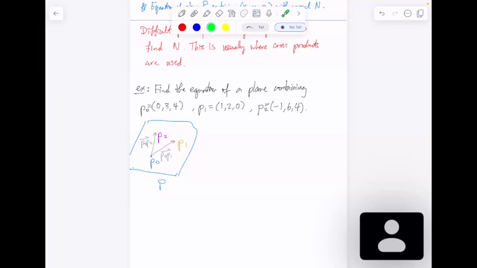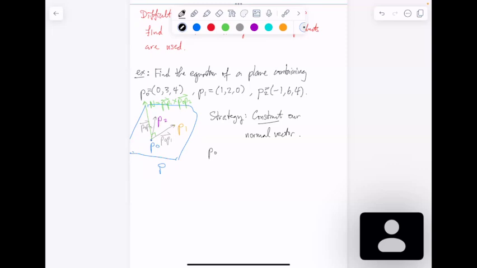And in fact, if I draw it this way, what should the normal vector be? So I could use a cross product, as Raphael suggests. I could take this vector cross with that, and that gets me an artificially constructed normal vector here. So the strategy is to construct our normal vector. Does someone want to get me the components of P0, P1 first?